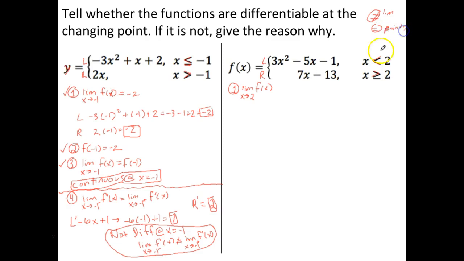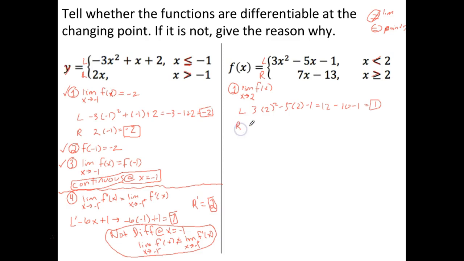Okay, now neither one of these were those, but this one was one of those ones where you got to plug into both. Okay, so let's check from the left. So we're going to have 3 times 2 squared minus 5 times 2 minus 1. Okay, that's going to give us 4 times 3 is 12 minus 10 minus 1, which is going to be 1. So from the left-hand side, we are approaching the value 1.